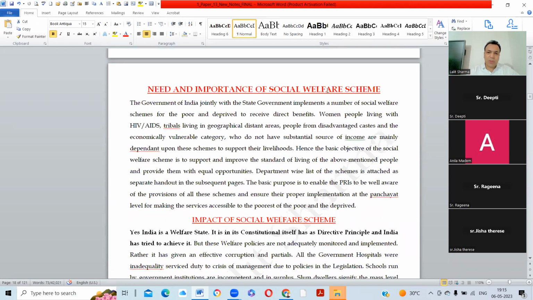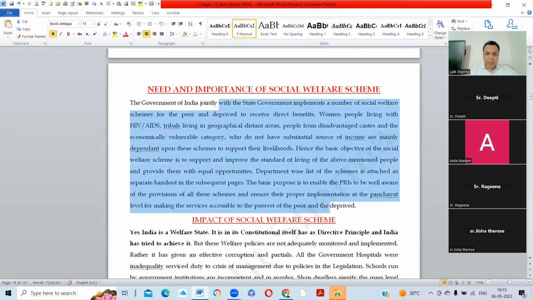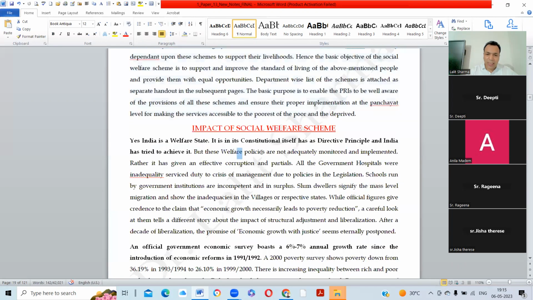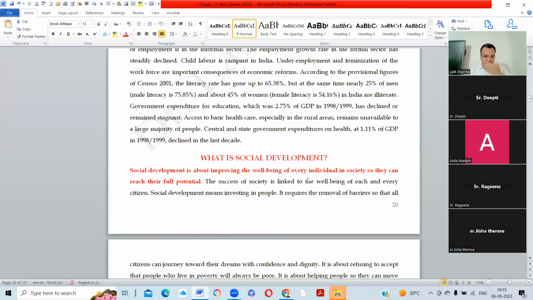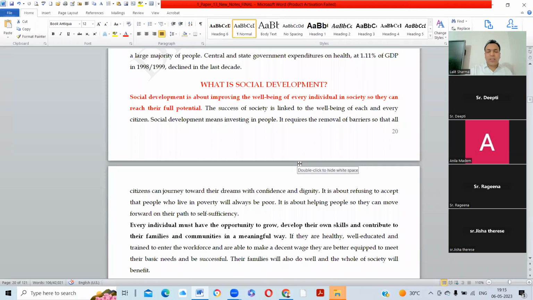Need and importance of social welfare schemes. So you can write here about the social welfare schemes. What is the impact of social welfare schemes? You can see that I have made notes for that. What is social development? Under these questions, you can make the heading.